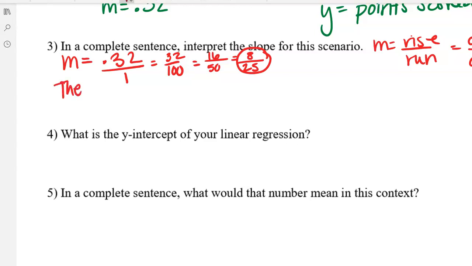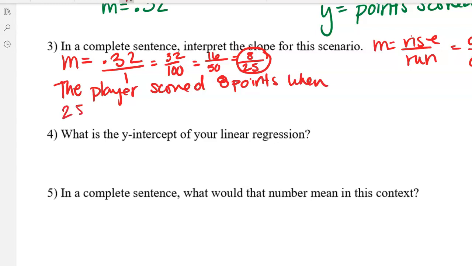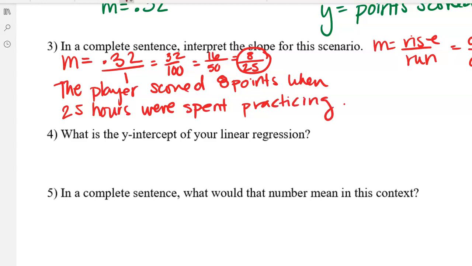The player scored 8 points when 25 hours were spent practicing. Would you guys agree? And again, you don't have to write it like this, but somewhat in that realm of context.